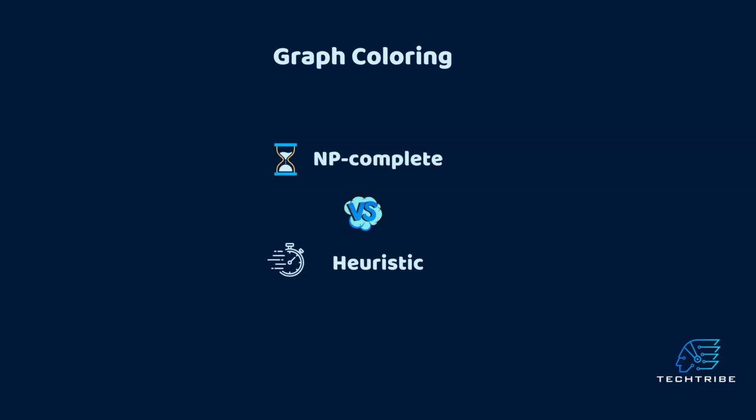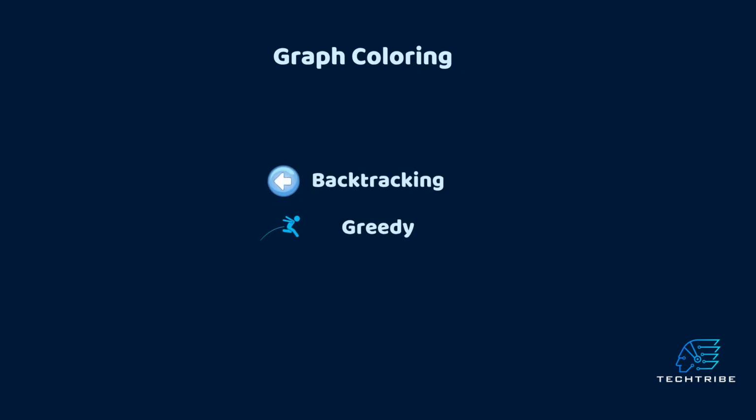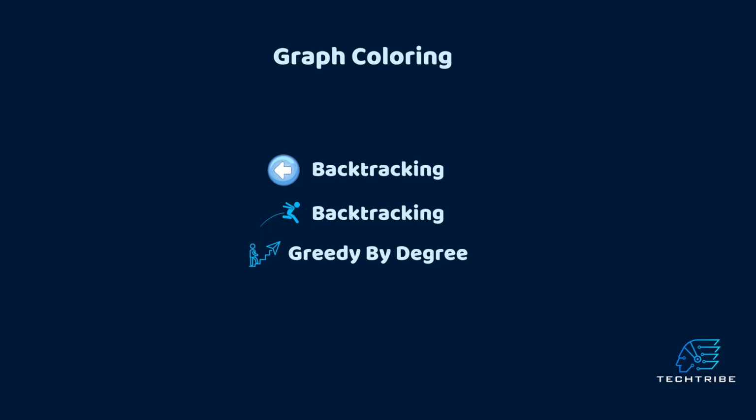For that reason, we are going to compare three different approaches. The first one will be the backtracking algorithm, which always finds the optimal solution, but can explode in complexity real quick. A greedy algorithm, which is fast but not always smart. And the third one will be a greedy by degree algorithm, a heuristic which tries to be a little more strategic by handling the most connected nodes first. By the end, you will see why sometimes good enough beats perfect, especially when graphs get bigger and denser.